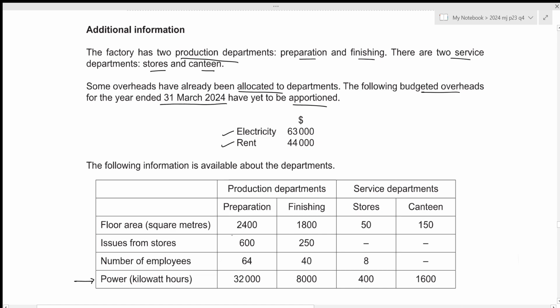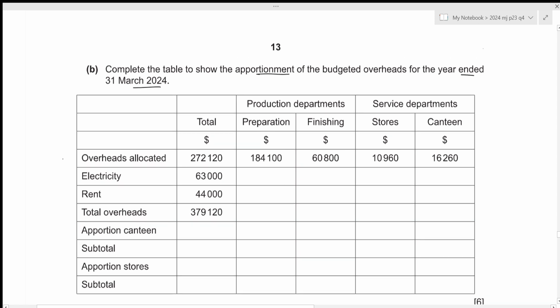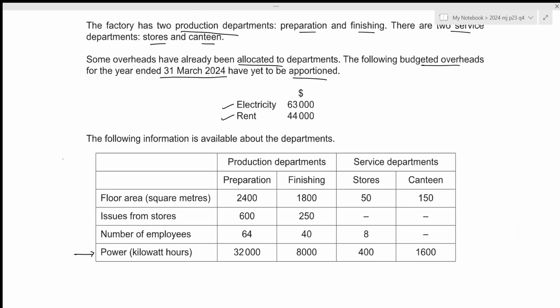Let's take a look at our question first. We need to complete the table to show the apportionment of the budgeted overheads for the year ended 31st March 2024. And the first one is electricity. So we need to apportion electricity among the different departments. And our basis is power. So the first thing we need to do is calculate the total of our basis. Let's do that. That will be 32,000 plus 8,000 plus 400 plus 1,600. This results in the value of 42,000. Now we just divide it.